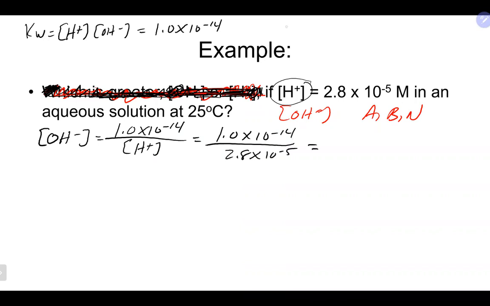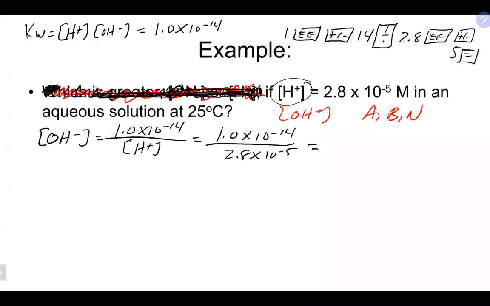Once again, we're going to do a 1, exponent button, negative button, and 14. Divide 2.8, exponent button, negative button, and 5, and then the equals button. That is the proper way to punch that in. If you do that, you end up with 3.6 times 10 to the minus 10, and it would be molar as it is a concentration. Any questions on that one?